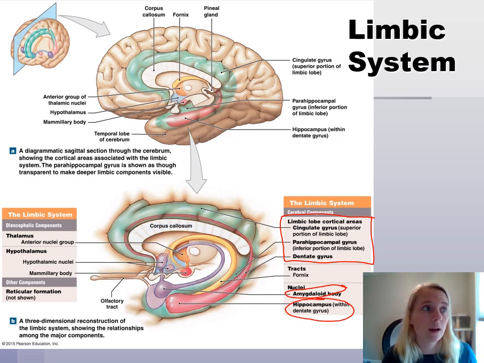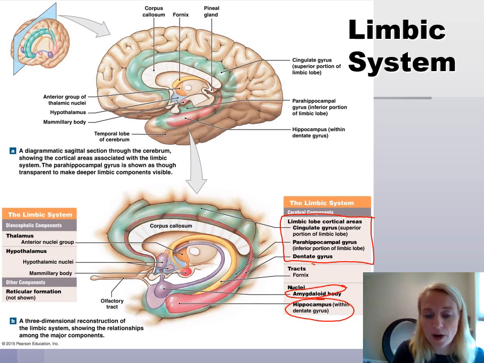Now, the amygdaloid body plays a role in some of your subconscious control of things like your regulation of your heart rate. It helps to connect to your fight or flight, so that's our sympathetic activation, and it also plays a role in linking emotions with memories, which is that linking conscious and unconscious role of the limbic system. The hippocampus, sitting within that dentate gyrus, is important for formation and retrieval of long-term memories. So not your short-term memories, and we're going to talk about that at the end of chapter 16, memory formation, but think of your hippocampus as your long-term memory storage banks, right?